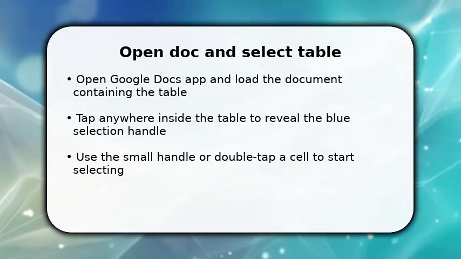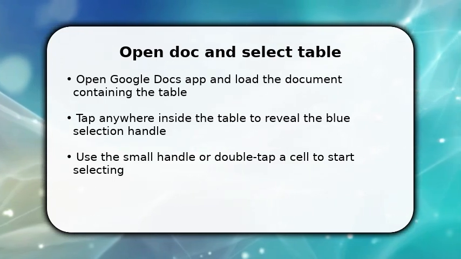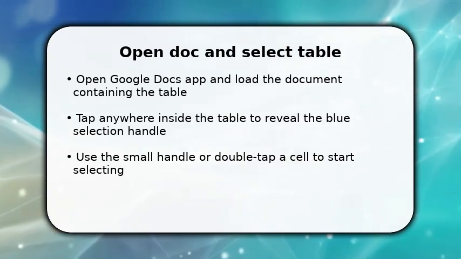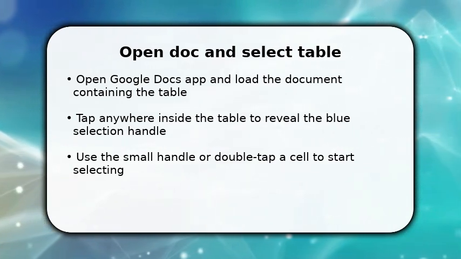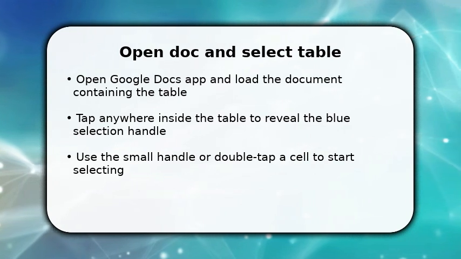You start by opening the Google Docs app and navigating to the document with the table you want to remove. Tap inside any table cell so the blue selection markers appear. This confirms the app recognizes the table.